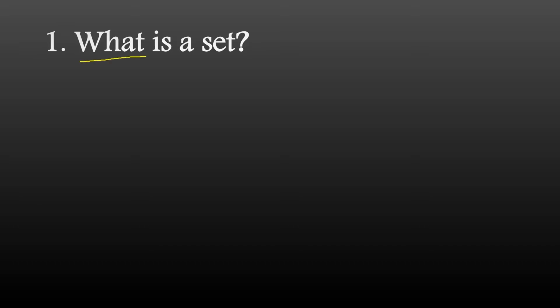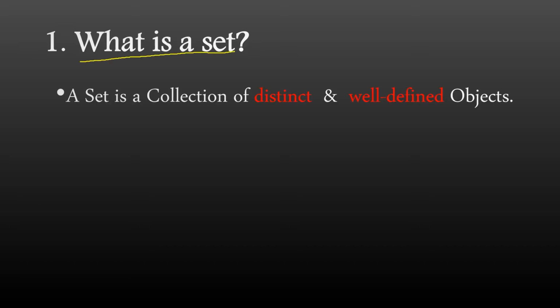What is a set? A set is a collection of distinct and well-defined objects. We use curly brackets like this, and in between we write elements, okay? And we use commas to separate the elements. Let me say the collection of first 5 natural numbers. First 5 natural numbers are 1, 2, 3, 4 and 5.